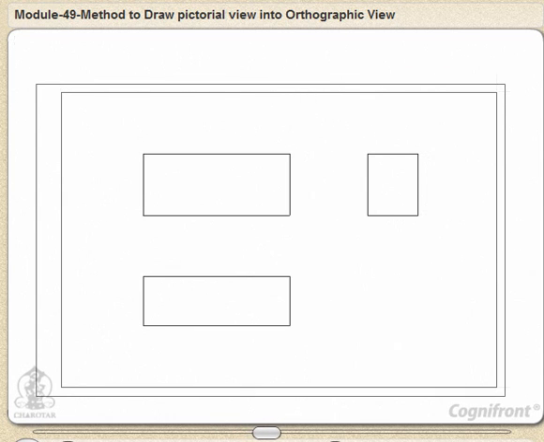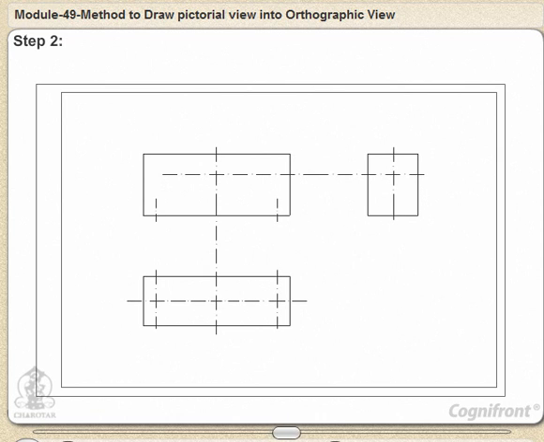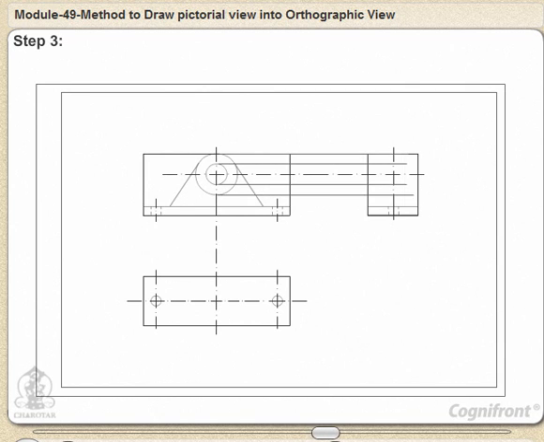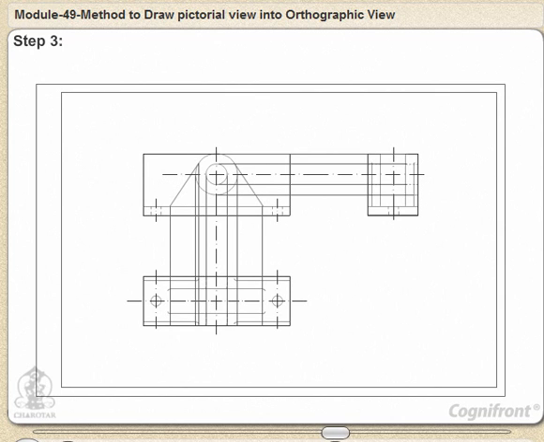Step 2. Mark centers for circle. Draw center lines passing through these circles and extend in other views also. Step 3. Draw circle of required diameter in the front view as well as the top view. Draw the other lines in the front view and project them in the side view as well as in the top view. Erase construction lines.